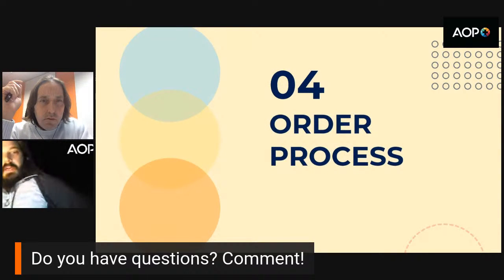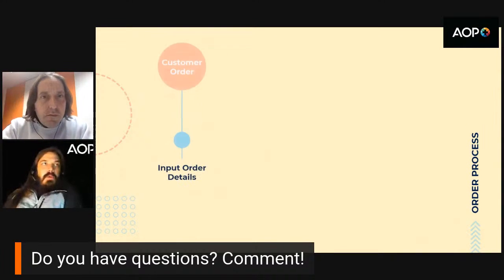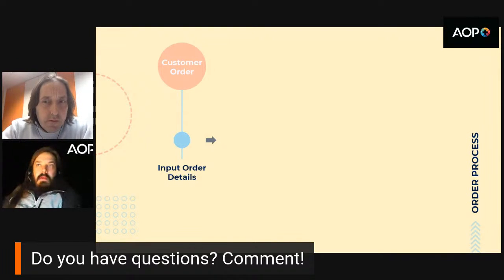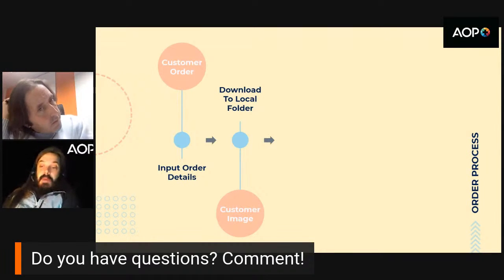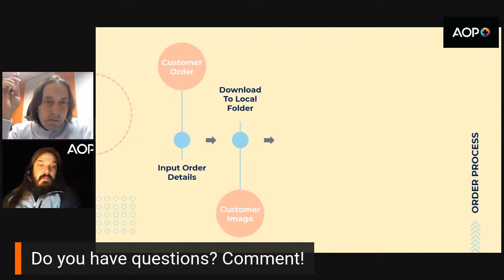So I'm just going to very quickly go over the order process, and then we're pretty much done, except for a few examples. So order comes in, and you or one of your staff will input the order details into the sheet. They will get an image if it's necessary and download it into a local folder. Now, obviously, you're probably going to want a shared folder if you've got a team working on this. Just use Google Drive or Dropbox or any other service like that. AOP use Google Drive, so it's pretty easy just to work with that.